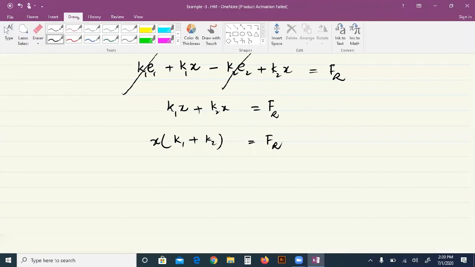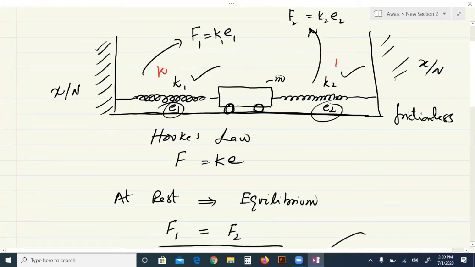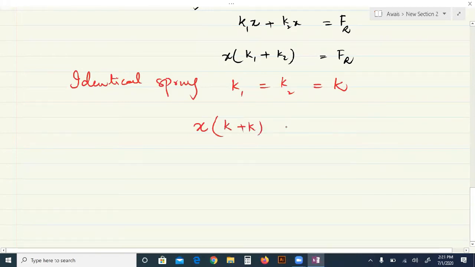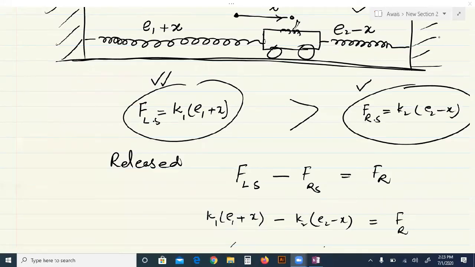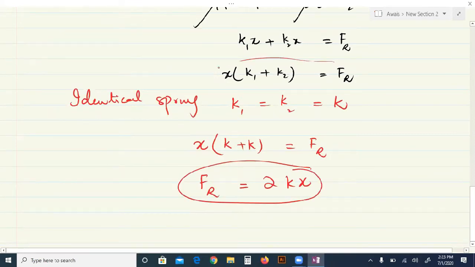Now suppose these two springs are identical. Their spring constant is the same, suppose K and K. Then for identical springs, K1 and K2 both are represented by K, then the resultant force will be (K plus K) x. So the resultant force in this case will be 2kx. Look, the resultant force Fr is equal to 2kx, but when two springs are non-identical, then it's x (k1 plus k2).